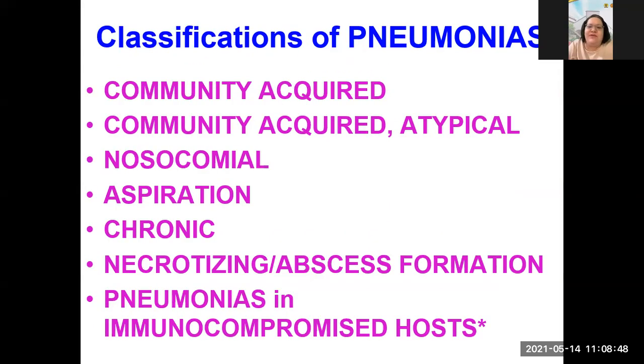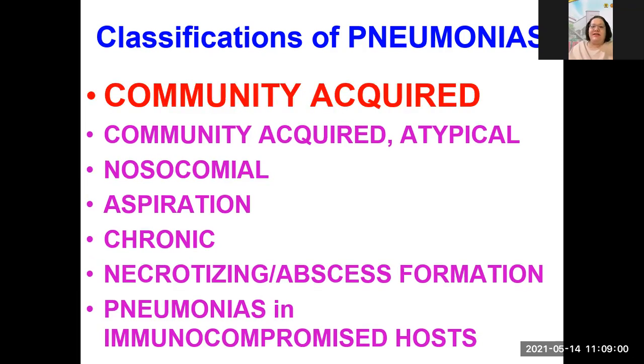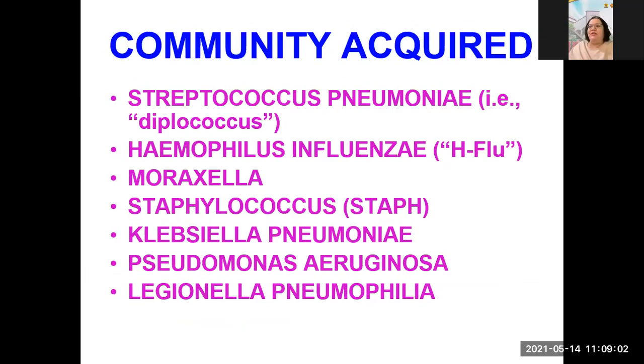So let's go to the different classifications of pneumonias. I'm going to just flash them here on the screen. Let's go and discuss community-acquired pneumonia. Community-acquired pneumonia, one of the most common bacteria that can cause this is Streptococcus pneumoniae. And this is a Diplococcus microorganism. So this is one of the most common.